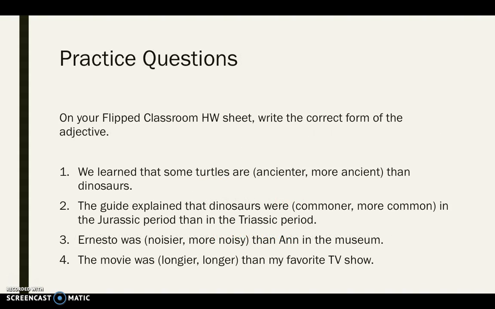Here are your practice questions. On your homework sheet, write the correct form of the adjective in parentheses. Think about how many syllables it is. Think about if it ends in Y. And think about if you need to add the word more or not. You need to pay attention. If it's spelled correctly on the screen, it's spelled correctly on your paper.